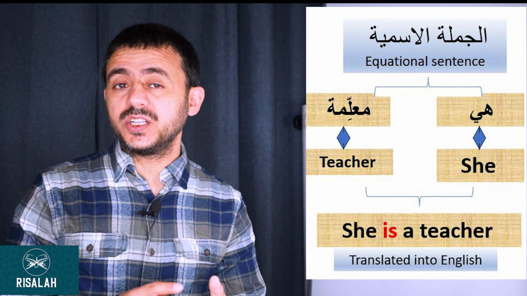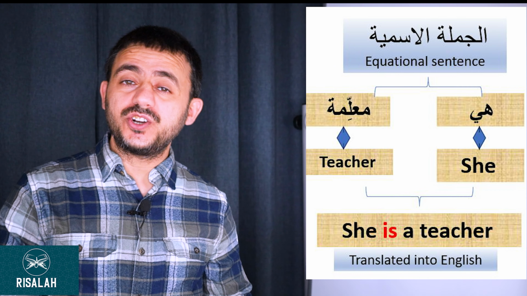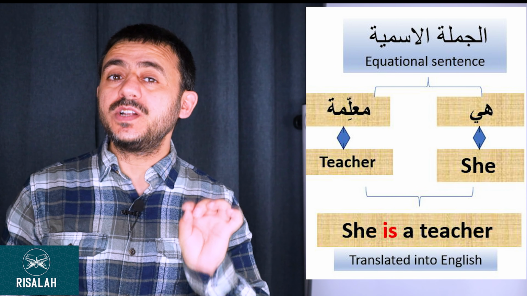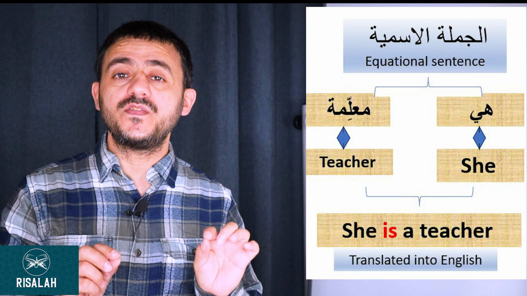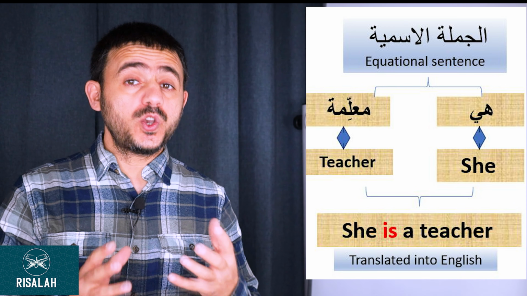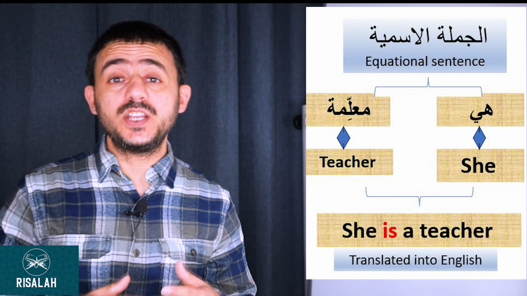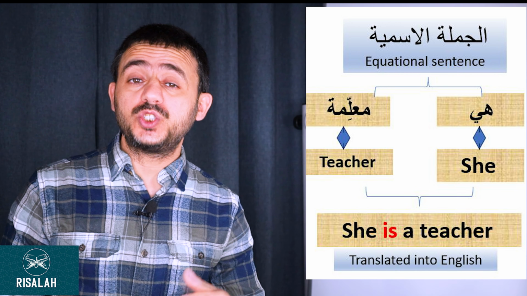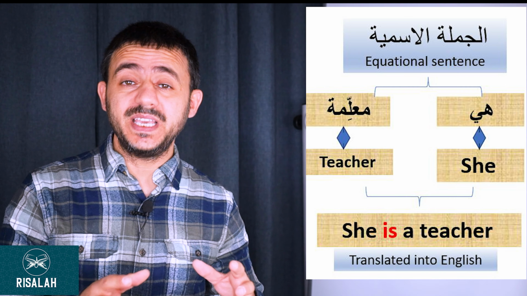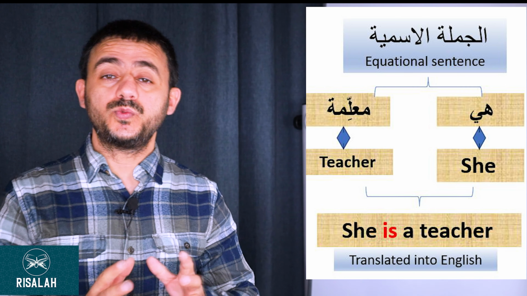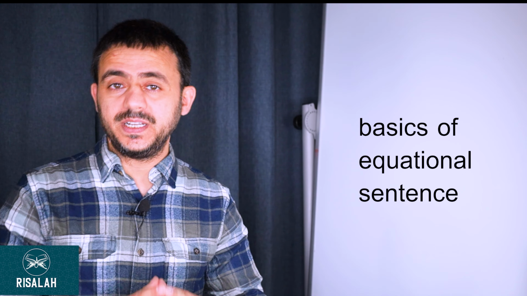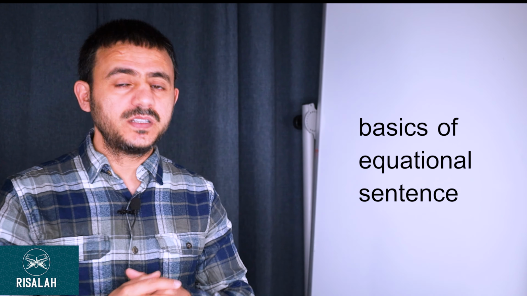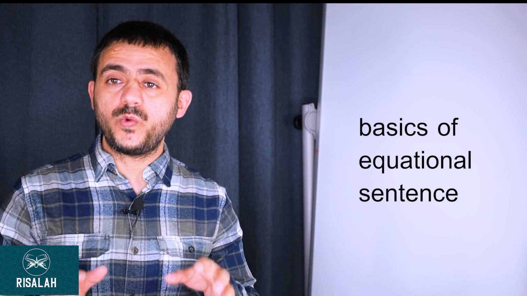Why am I mentioning English? Because when you do the translation later, for the equational sentences, you will need the verb to be. So, equational sentences in Arabic do not explicitly mention that there is a verb, but eventually they have the verb to be hidden inside. That's when you do the translation. Now we're going to talk about it and then we're going to come back again to explain this verb to be point. Keep that in mind. Let's start with the basics of the equational sentence.